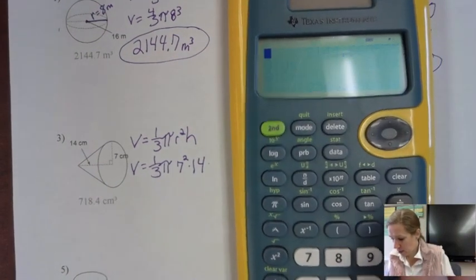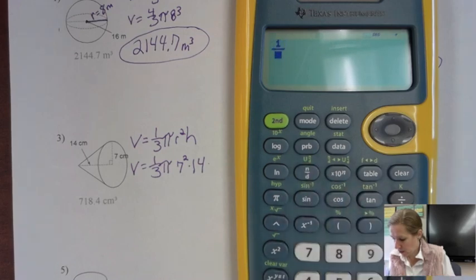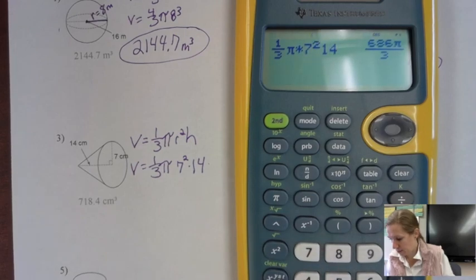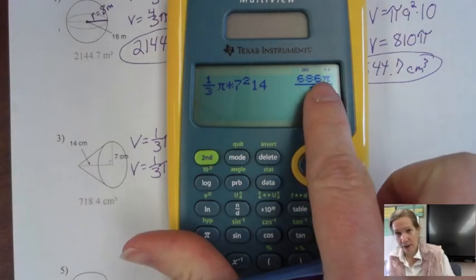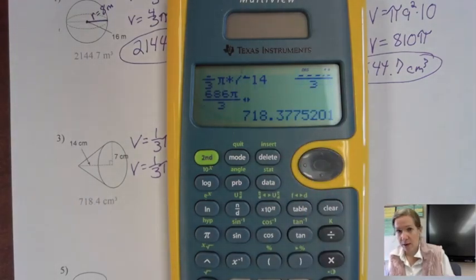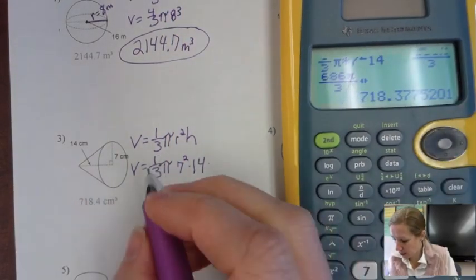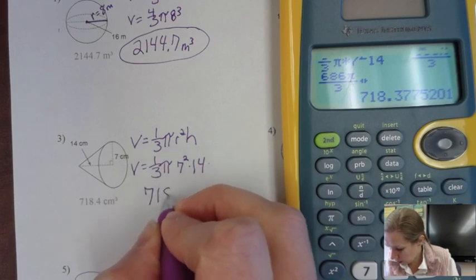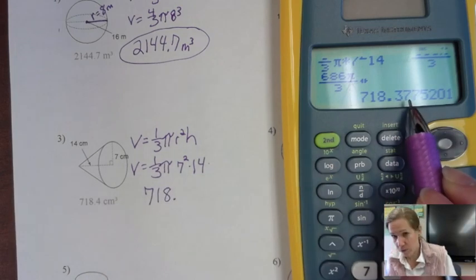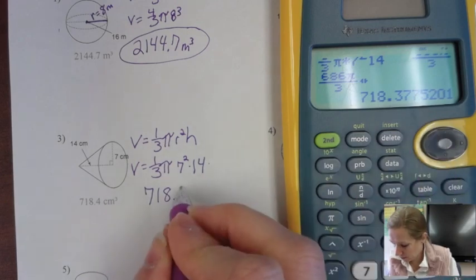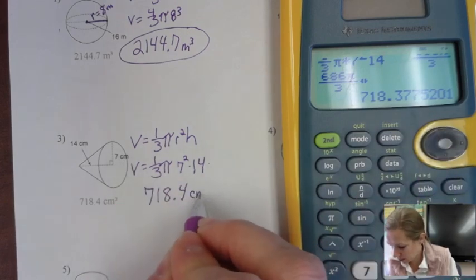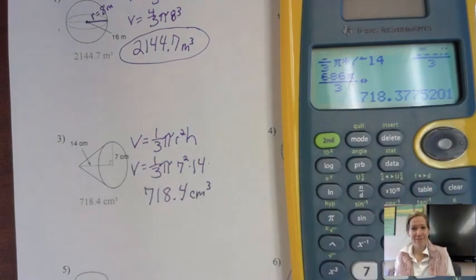So in our calculator, I can do 1/3 pi times 7 squared times 14. Once again, I'll get an answer with pi in it. I'll click the change button so that it approximates it, and we'll get 718.4 centimeters cubed, don't forget to round up. Thank you.